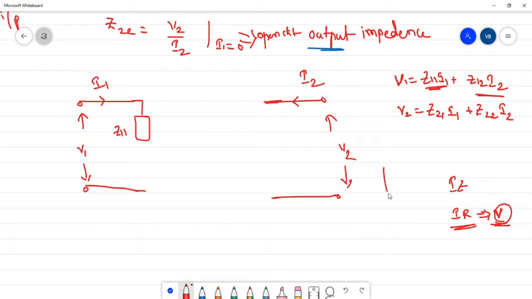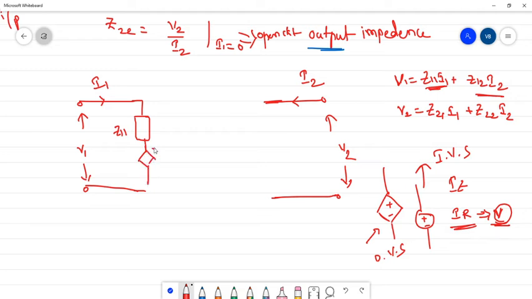So dependent sources we are going to represent in a rectangular or rhombus shape. Independent sources we are going to represent as a circle. Okay, so this is an independent voltage source. This is a dependent voltage source. Here, in series, a dependent voltage source, which is positive, negative, and what is the value of this one? That is Z12 I2.